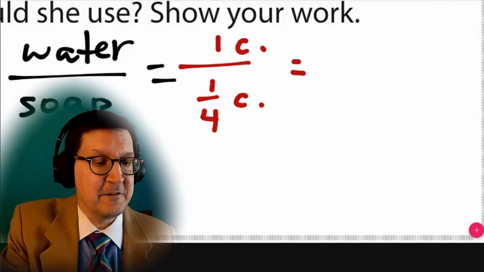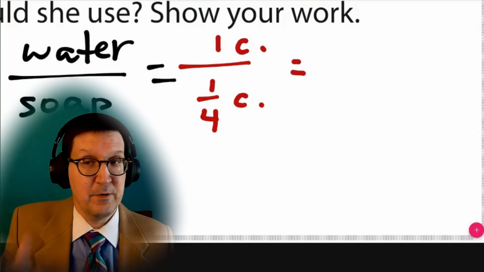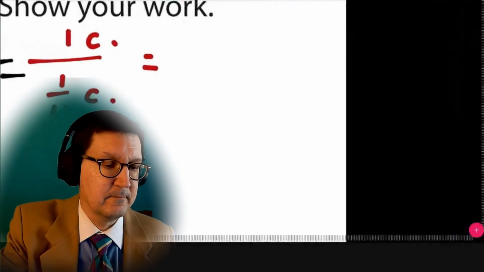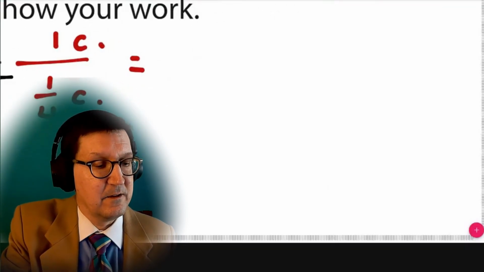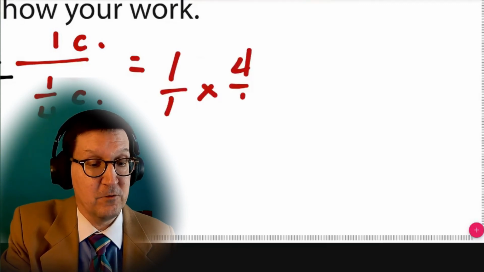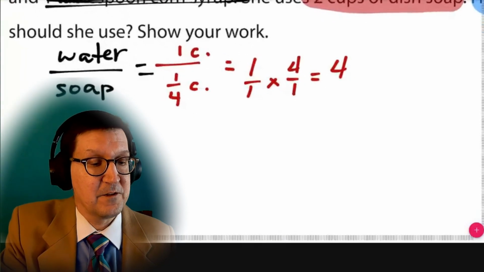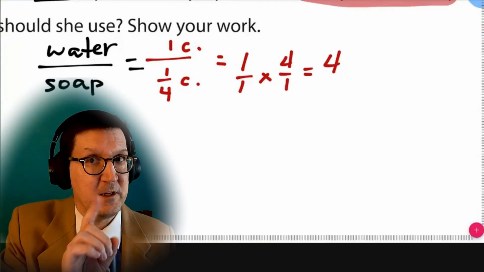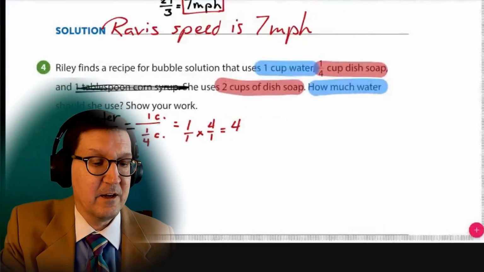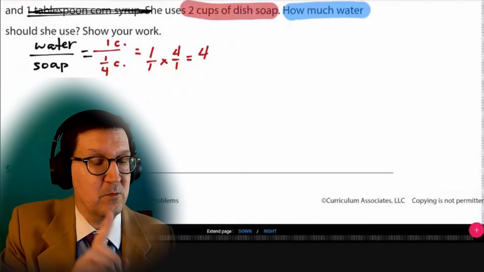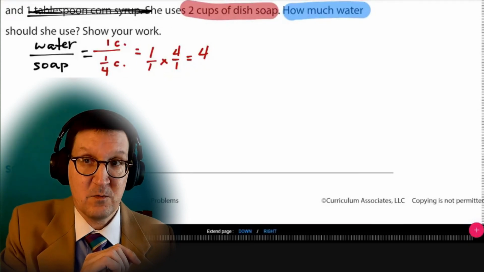And from that, we can find our unit rate. That's how much water per 1 cup of soap. So 1 divided by 1/4 is the same as 1 times 4 over 1, which is 4. So that's our unit rate. So our unit rate is 4. So the constant of proportionality is 4 cups of water for 1 cup of soap. And we want to find out, if you use 2 cups of soap, how much water should she use? So we found out water per 1 cup of soap. It should be an easy thing to find the water per 2 cups of soap.